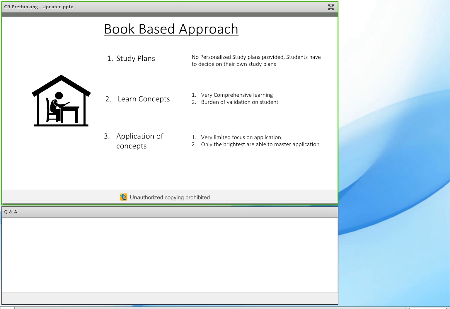Essentially, what it really means is that people who follow a book-based approach resort to solving hundreds and hundreds of questions, and some are able to master application, but only the best and brightest. And when it comes to evaluation of mastery, a lot of people who follow the book-based approach essentially take a good number of mock tests. And again, when you take a mock test, that onus of evaluation is completely on you.